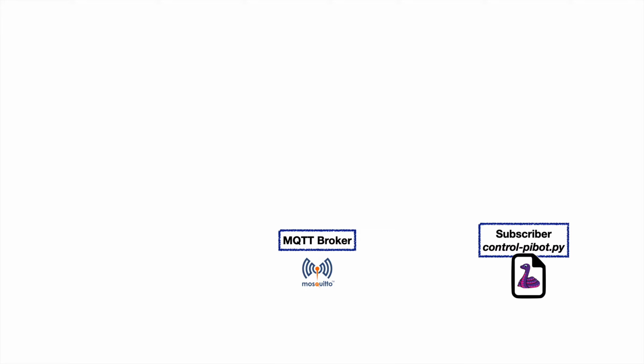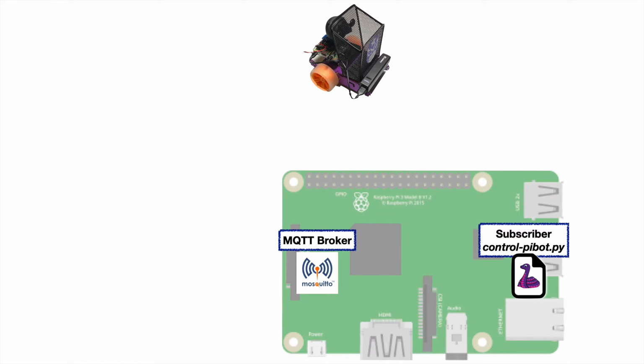Now what does this all mean for our robot project? Well, we need a broker, so we're going to download an open source broker program called Mosquitto, two T's for MQTT, get it? And also we need a subscriber, and what we'll do here is we'll write a Python program that acts as a subscriber, and we'll call that control-pybot.py. Now both of these things are going to run on the Raspberry Pi.